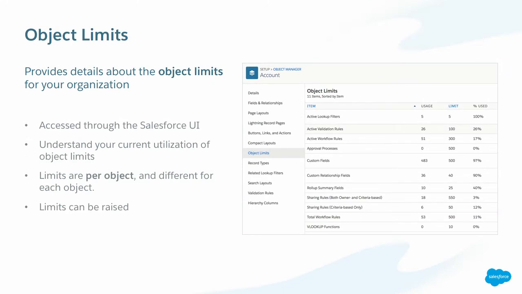Oh, there we go. Similar, sticking with the admin view here, you can look into the individual object limits that you have available to you. So each object within your org has a series of limits associated with it. This is also declarative, also through the Salesforce UI, allows you to understand current utilization, and importantly, these limits are per object. So these are not across every single object. You would dive into each individual object, and this will present you with information about your limits and utilization of those.